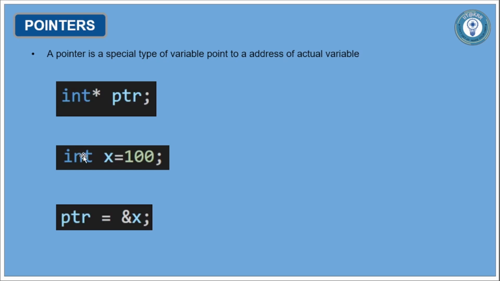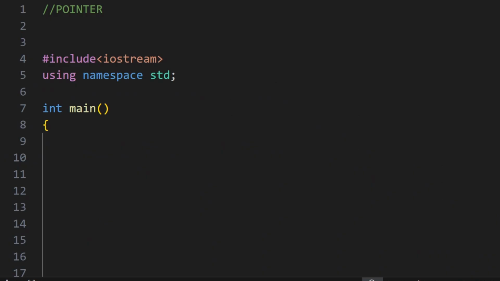Here I have the actual variable int x equal to 100. To access the address of x, first you have to give the ampersand symbol, then you have to give the variable x. Now in this equation, the right hand side has the address of x, which is assigned to the pointer ptr. So how does a pointer work? I create an integer variable x equal to 100.